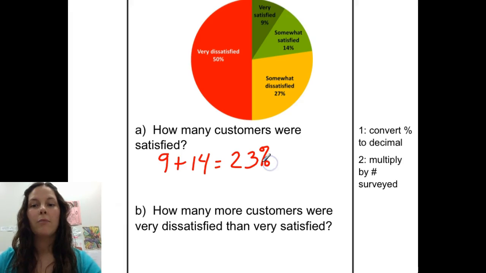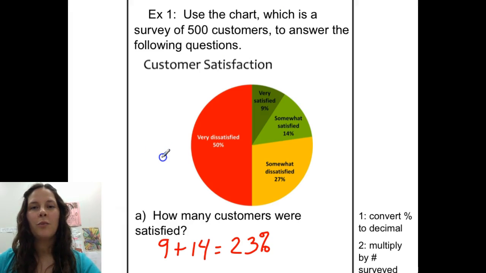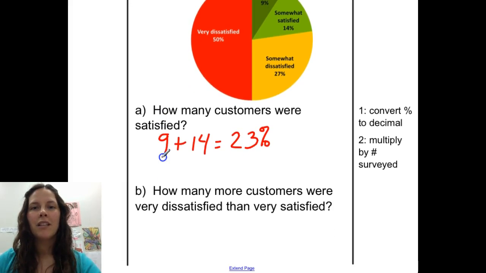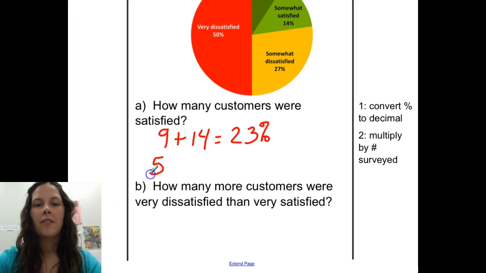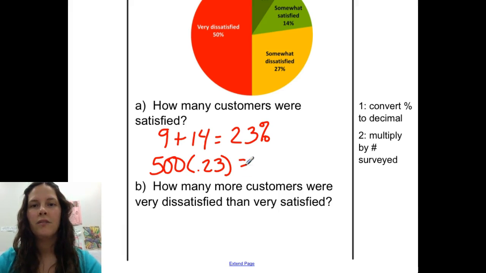This is 23% of the customers. In our question, we were told that 500 customers were surveyed, so we will take the 500 times the percent as a decimal to get the total number of customers that were satisfied with this product. We'll take 500 times 0.23, since 23% as a decimal is 0.23, and that will give us a total of 115 customers that were satisfied with this product.